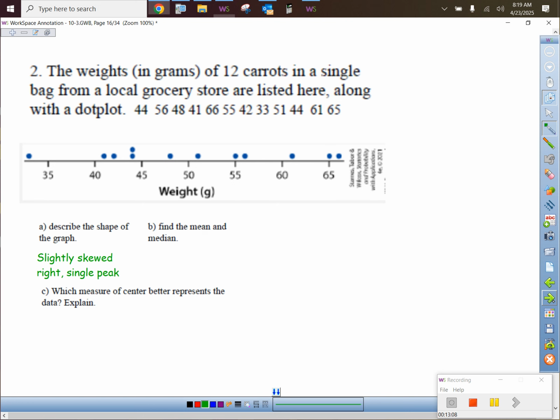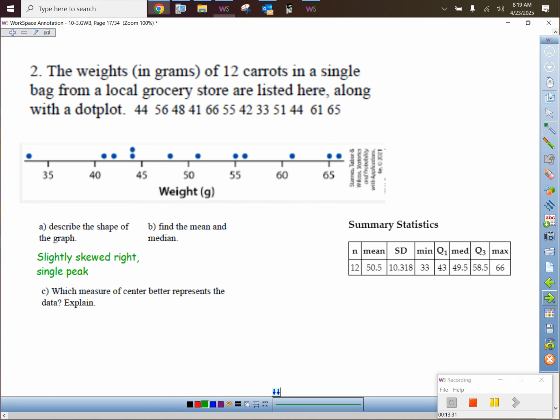Sometimes you just have to look through your drop-down menu, like if they talk about single peak or double peak, so I just threw that single peak in there. It's up to you. I don't need you to write the single peak part down, but when you're doing homework, sometimes it asks, is it single peak or double peak? And then find the mean and the median. I think we got that in the summary statistics, right? Mean was 50.5.